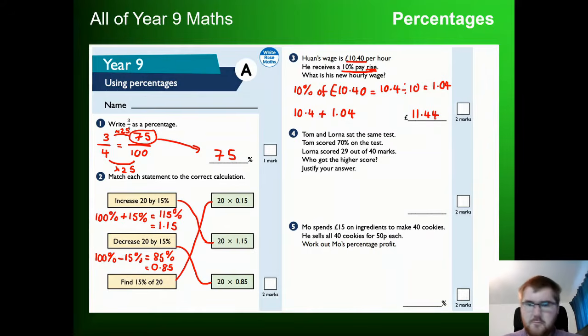Like so. Perfect. Now at this point we're going to actually start needing to use our calculator, so make sure you've got that ready. So question 4, Tom and Lorna sat the same test. Tom scored 70%, but Lorna scored 29 out of 40, and we want to know who got the highest score. So the way I tend to do this is let's take Lorna's score, 29 out of 40, and let's convert it to a percentage by using the calculator.